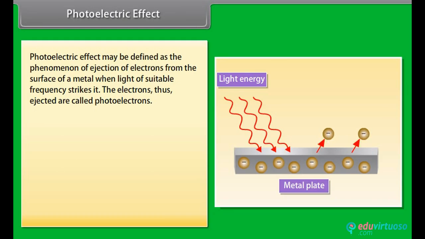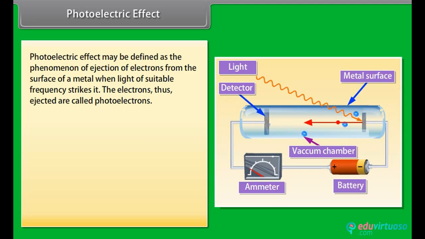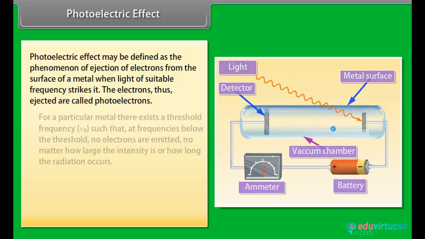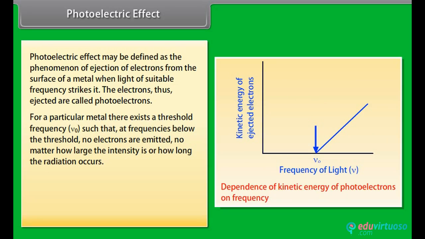Photoelectric effect. Photoelectric effect may be defined as the phenomenon of ejection of electrons from the surface of a metal when light of suitable frequency strikes it. The electrons thus ejected are called photoelectrons. When light of particular frequency strikes the metal surface, electrons are ejected, which are detected by the detector. For a particular metal, there exists a threshold frequency such that at frequencies below the threshold, no electrons are emitted, no matter how large the intensity is or how long the radiation occurs.